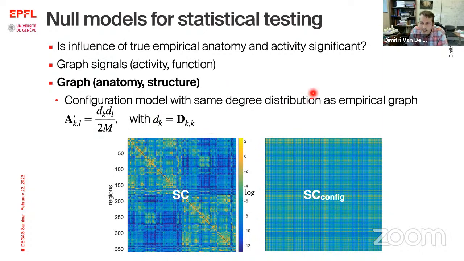We look at the degree distribution. So you can look, for instance, at the degree vector, which is the diagonal of the degree matrix. And then we basically do an outer product of the degree vector, properly normalized, to come up with the configuration model, which has exactly the same degree distribution as the empirical structural connectome, but which has no preferential connectivity whatsoever. So this is our null for structure, if you will.